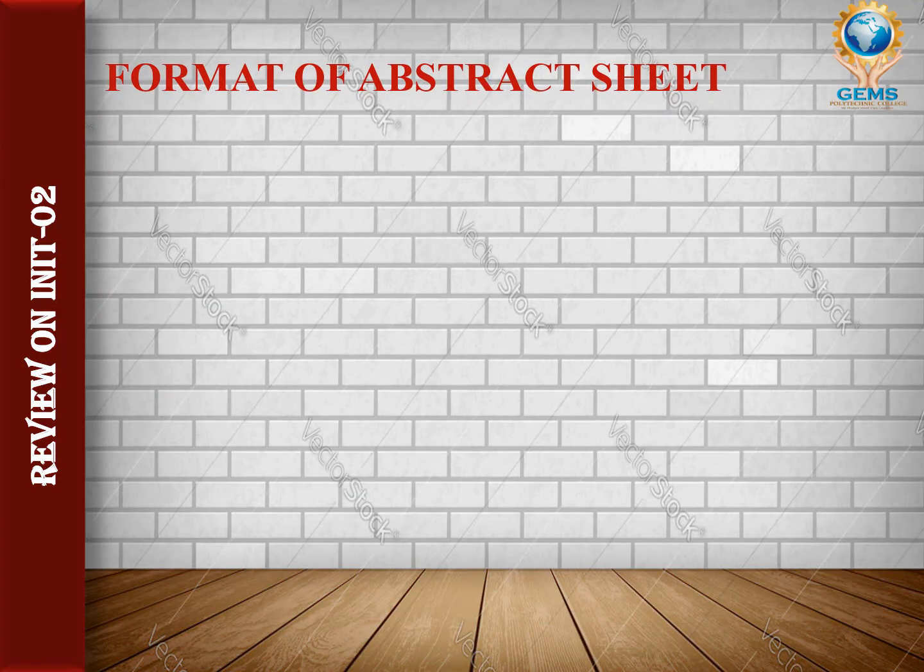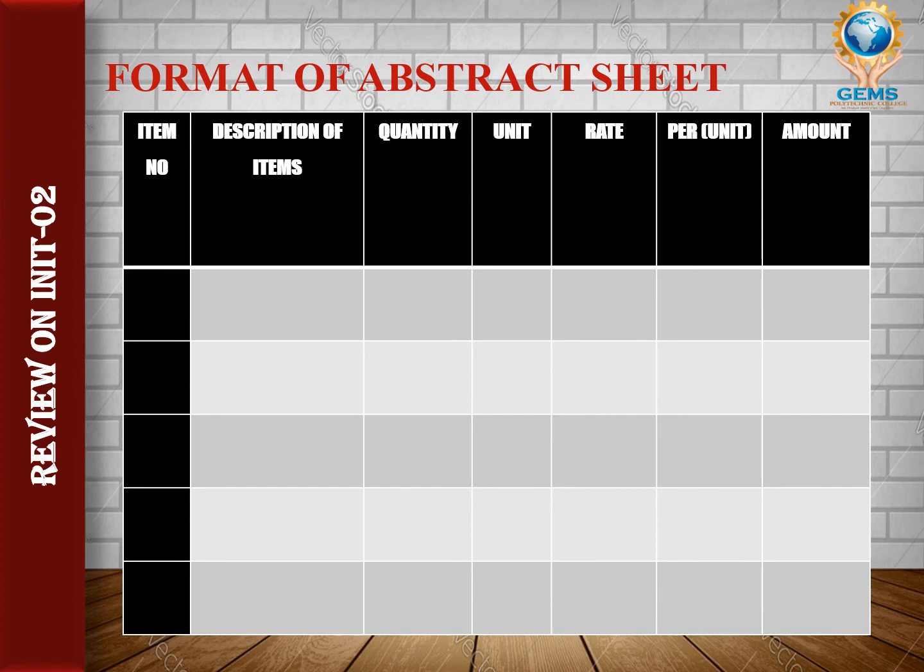Then the abstract sheet. It will have the same items, but with a description of item, quantity, unit, rate per item, then the amount, and then the total amount. The abstract sheet is the cost of each item calculated from the quantities already computed at a workable rate, and the total cost is worked out in a prescribed form. Along with the quantities and the rate, it will be mentioned in the abstract sheet.